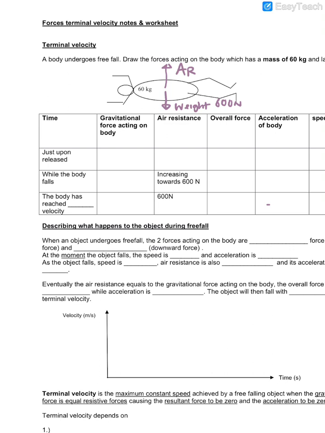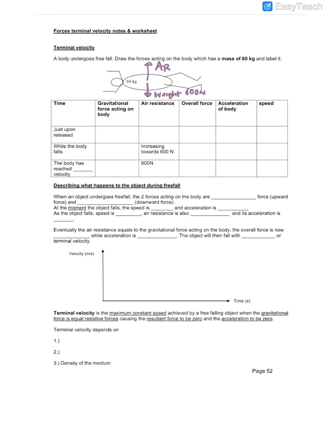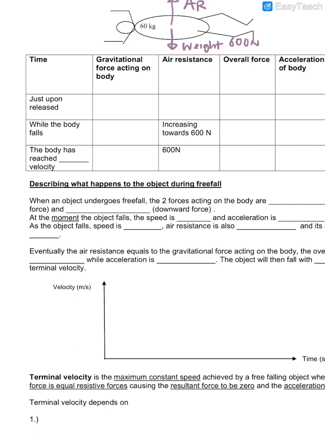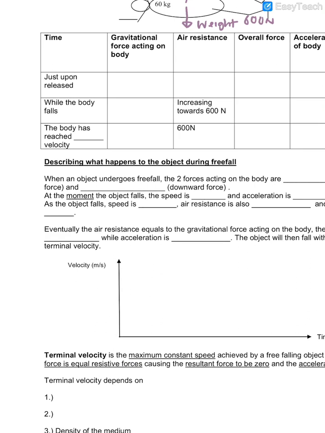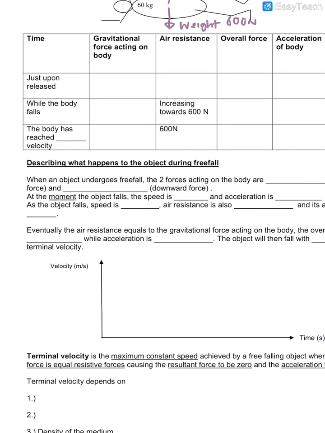Now, this table here. Gravitational force acting on body, like you said, that is the definition for weight. Just upon release, what's the value? 600, right? Does it ever change? No. So it's 600 when it's falling. Then when it reaches terminal velocity or constant velocity, it is still going to be 600.